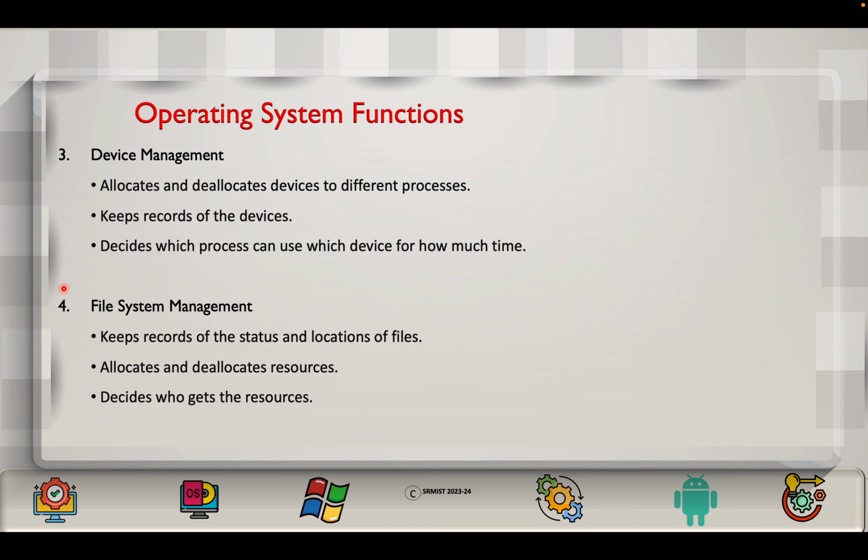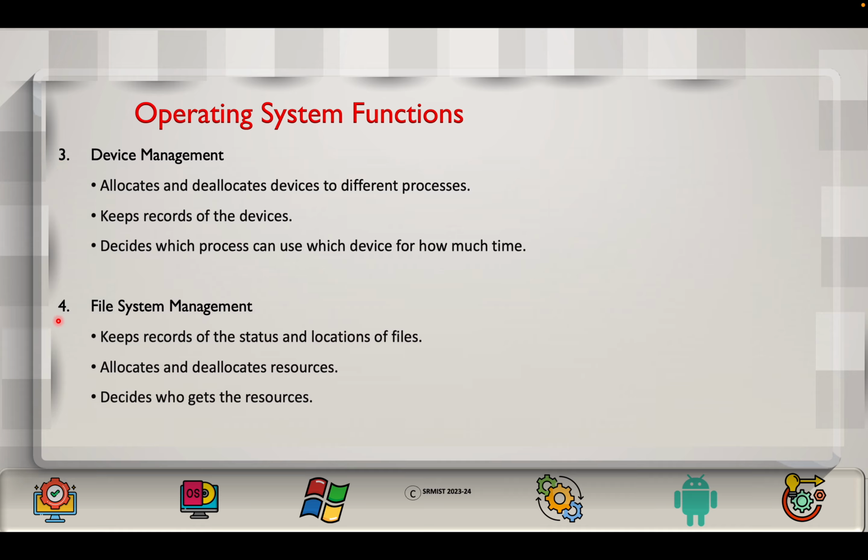The third function of the operating system is device management. We have many devices attached to the system: input devices, output devices, memory devices. So all the devices are managed by the operating system. It keeps records of all these devices and communicates with them.